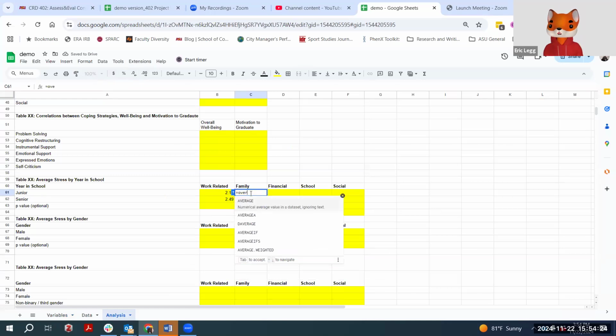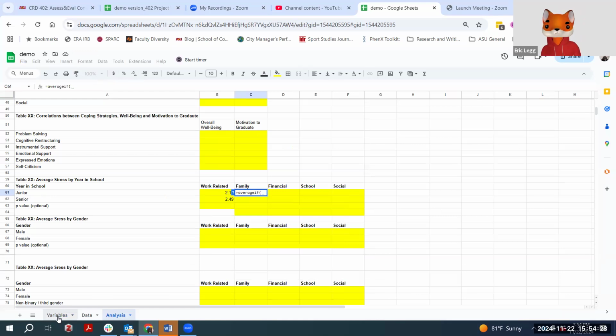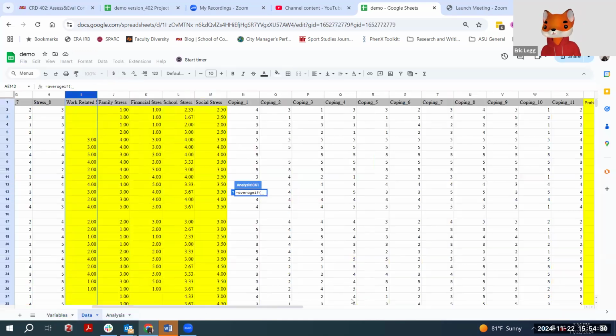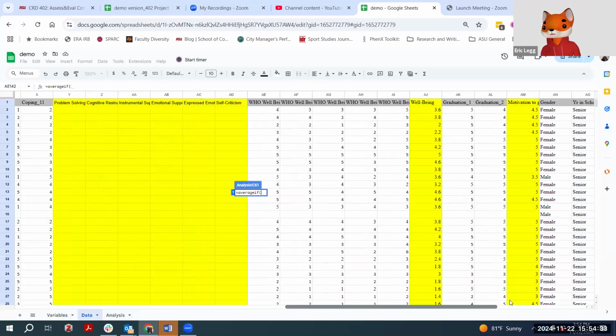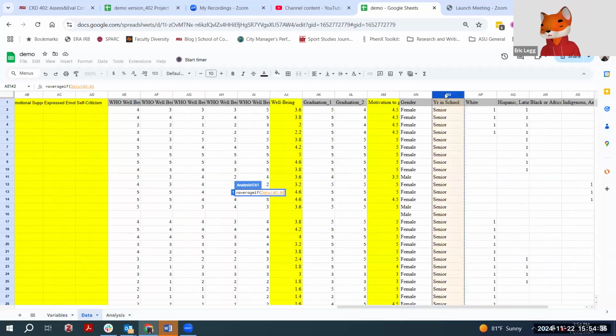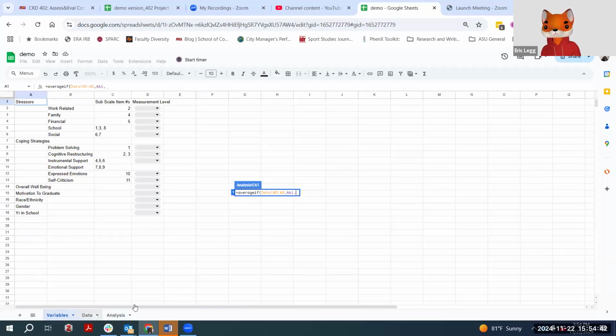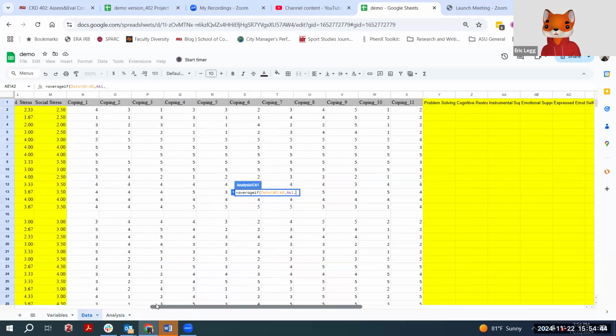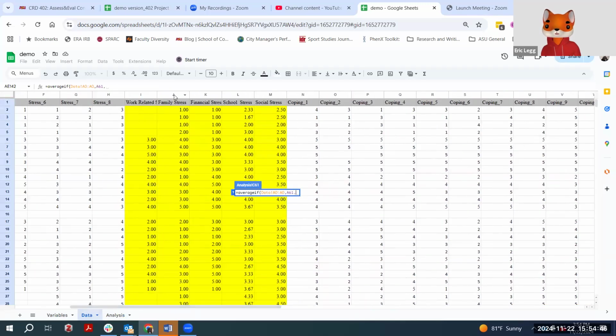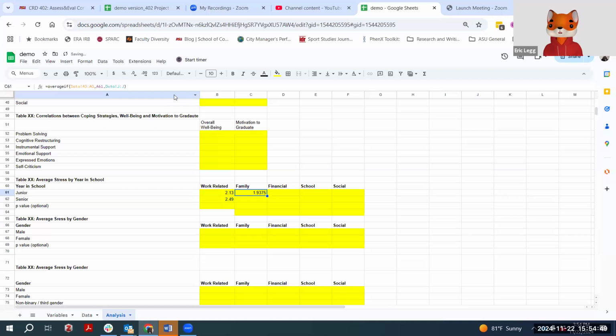Family stress equals AVERAGEIF, parentheses. Go to data, find my year in school first, AO, comma. Click on junior, comma. What am I analyzing? Their family-related stress. Column J, 1.3975. And I can pull it down.